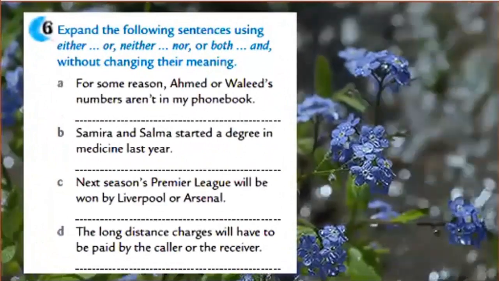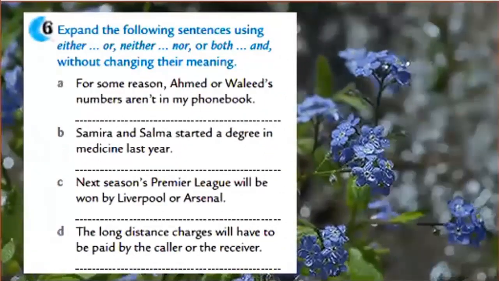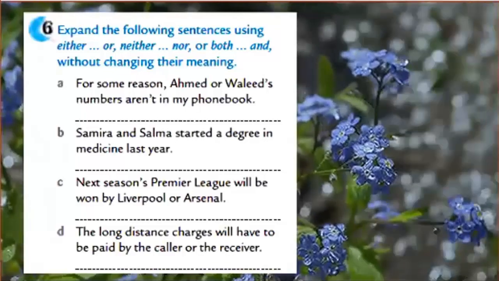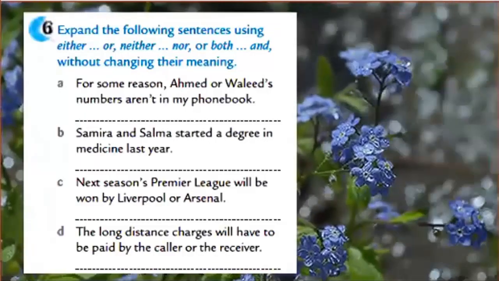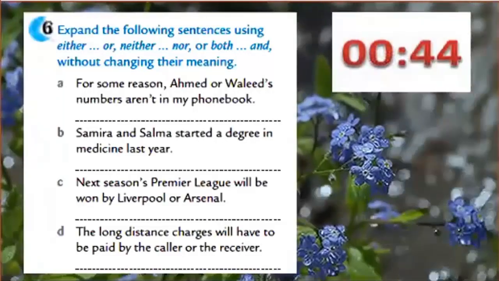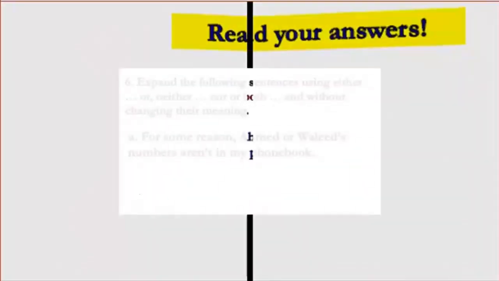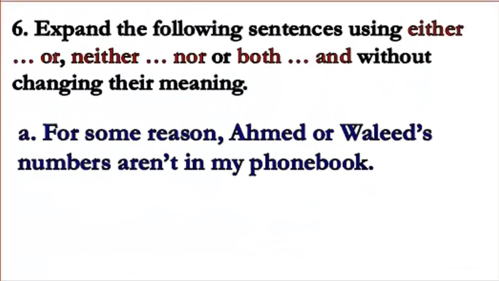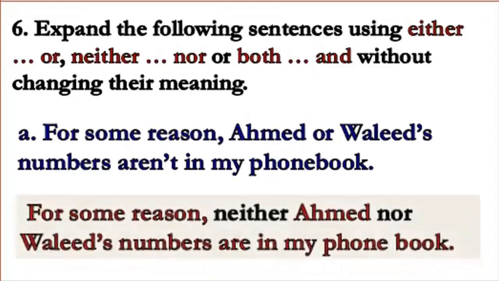And now, exercise 6, expand the following sentences using either or, neither, nor, or both, without changing their meanings. Now, point A, for some reason, Ahmed or Walid's numbers aren't in my phone book. Okay. For some reason, neither Ahmed nor Walid's numbers are in my phone book.